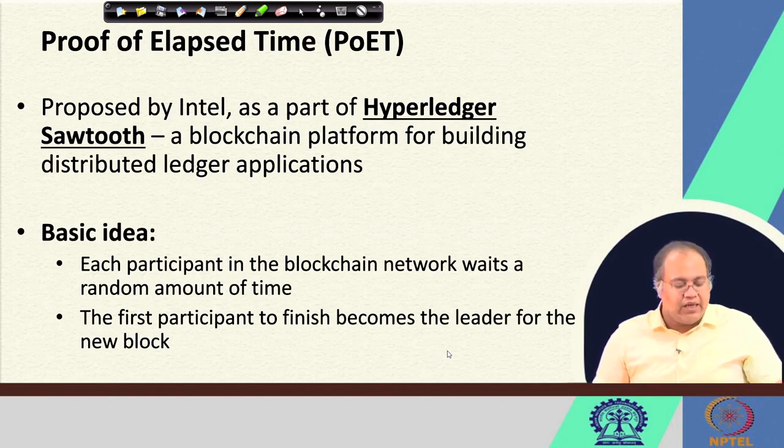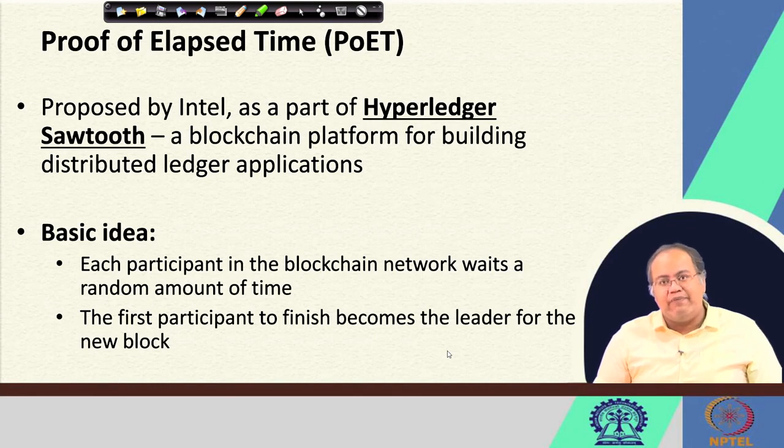One of them is proof of elapsed time, or POET. Proof of elapsed time was proposed by Intel as a part of Hyperledger Sawtooth, which is a blockchain platform for building distributed ledger applications. So you can look into Hyperledger Sawtooth, which uses this proof of elapsed time.